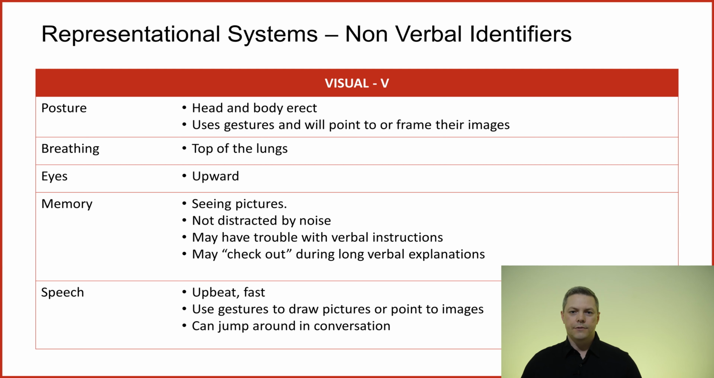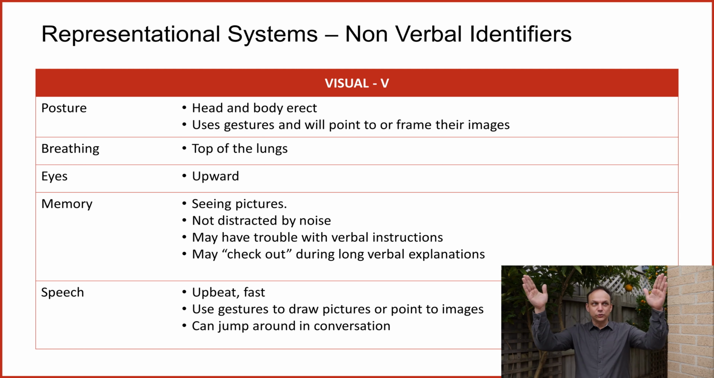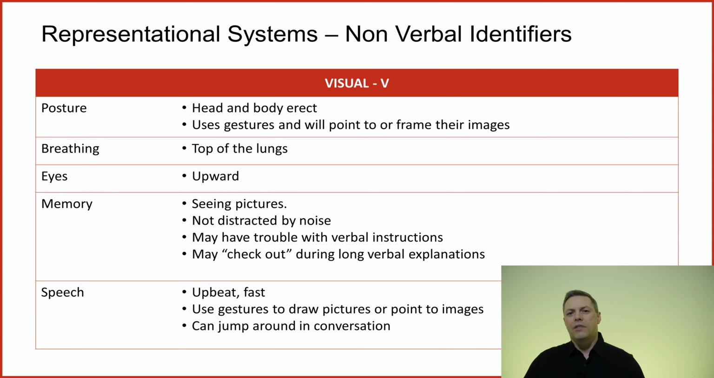What else can you look out for when actively listening or watching? Someone processing visually will tend to have fast speech because a picture paints 1,000 words. They will use gestures and often point or even frame what they are seeing. They will speak with a fast tempo, often have shallow breathing from the top of their lungs, will speak over others and try to give a lot of information.